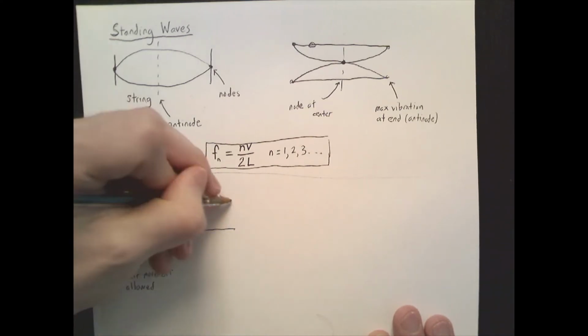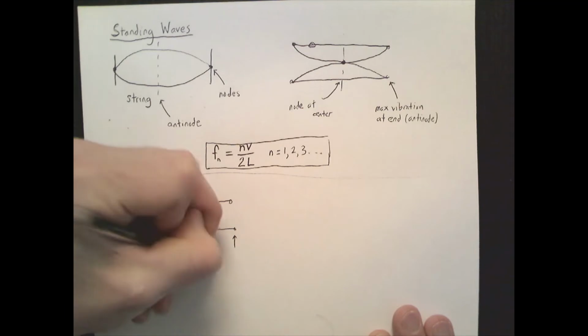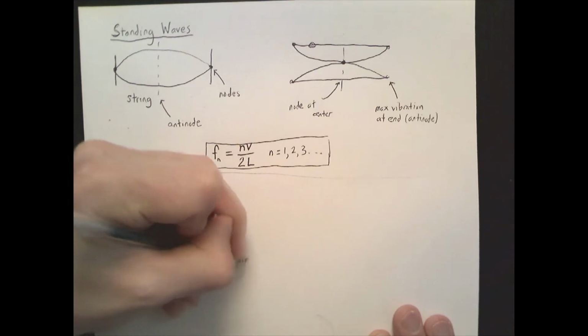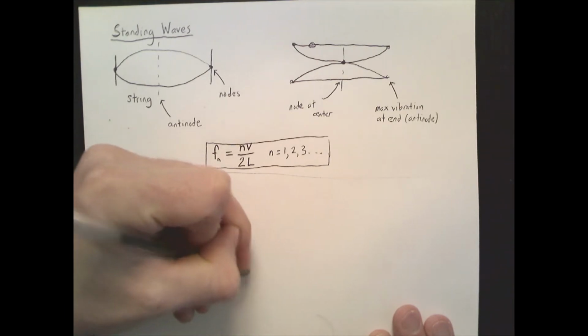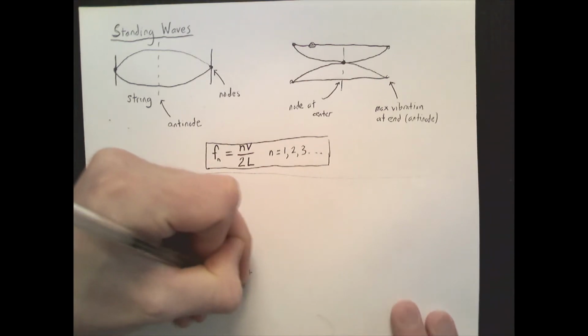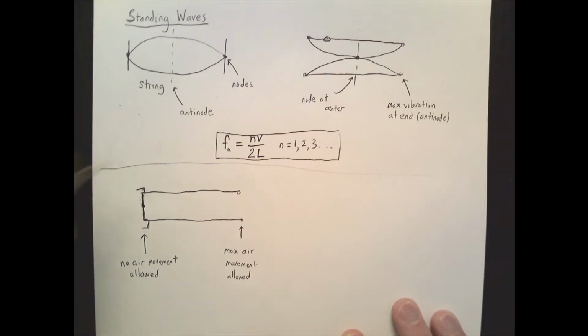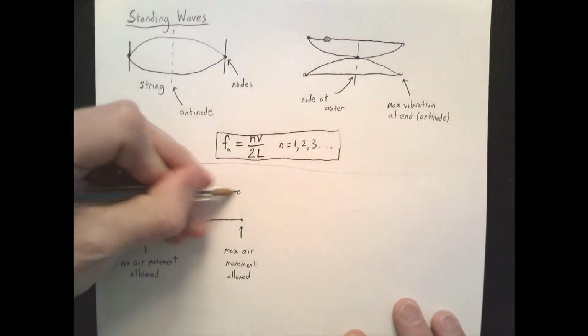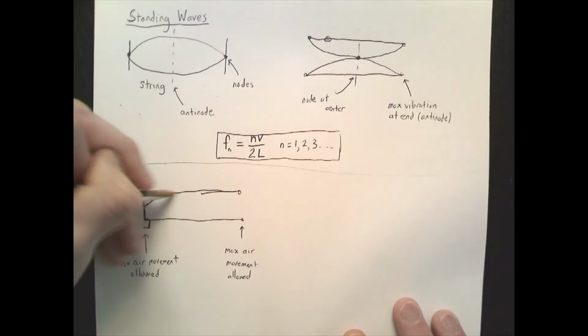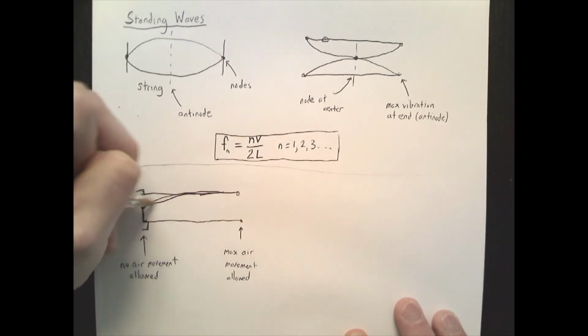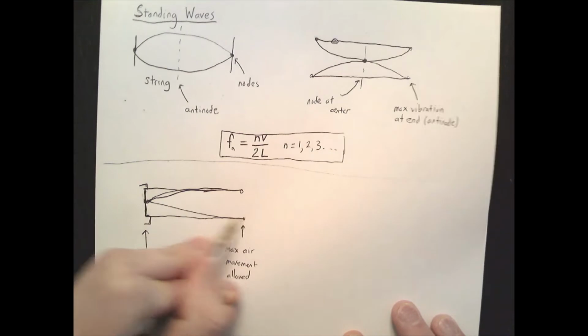Just like our other tube before, we have maximum air movement allowed here. So in this scheme, we have zero air movement here and maximum air movement here. Our rule is that this side has to be a node, whereas this side has to be an antinode. And the simplest way we can achieve that is just to connect the dots. Very poorly. That one's a lot better.